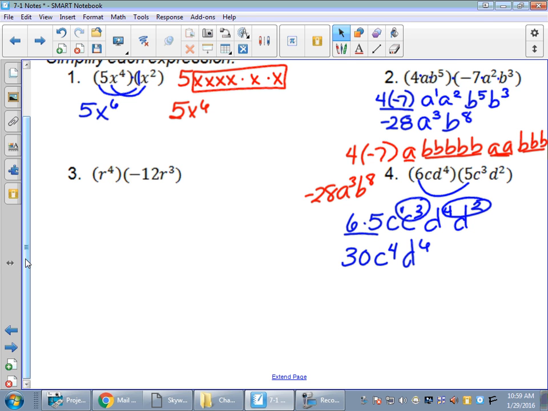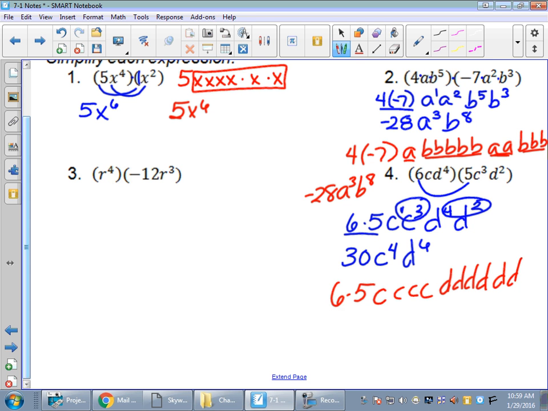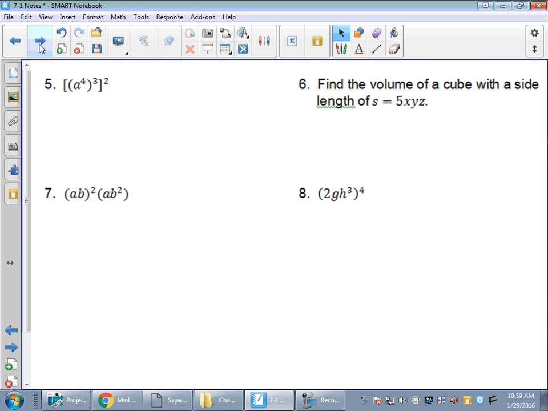In expanded format, I would write 6 times 5, put the numbers together. I have a C and then 3 more. I have 4 D's from the first quantity and 2 more. And I can clearly see I have 4 C's and 6 D's. 30, C to the fourth, D to the sixth. Now in the beginning, I'm going to require that you do both. Use the rule, then expand it, and if they don't match, we want to go back and look and see where we went wrong. All right, a couple more and then we'll call it good.